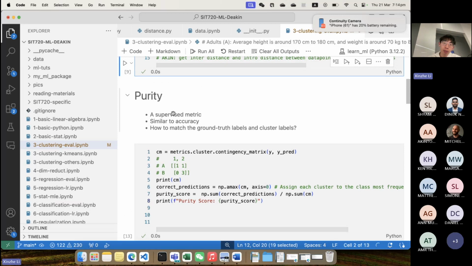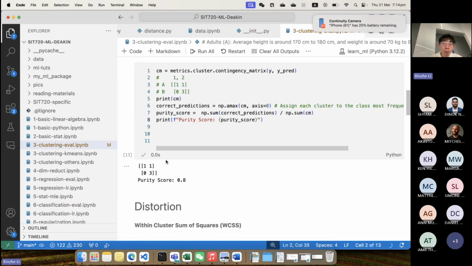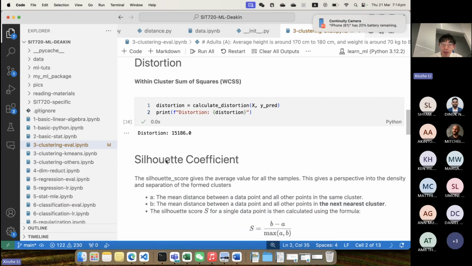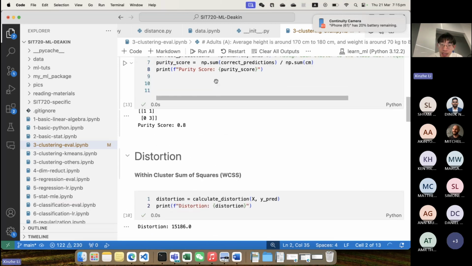This is called a supervised metric. Interesting, right? We use a supervised metric for unsupervised models. But yeah, that's kind of a thing. But normally we don't have labels, so we need distortion and the silhouette coefficient. I don't want to talk too much because we are running out of time. I think someone already told you what the distortion score is.